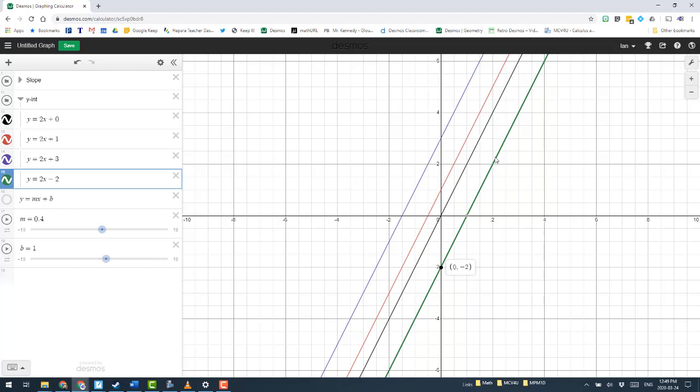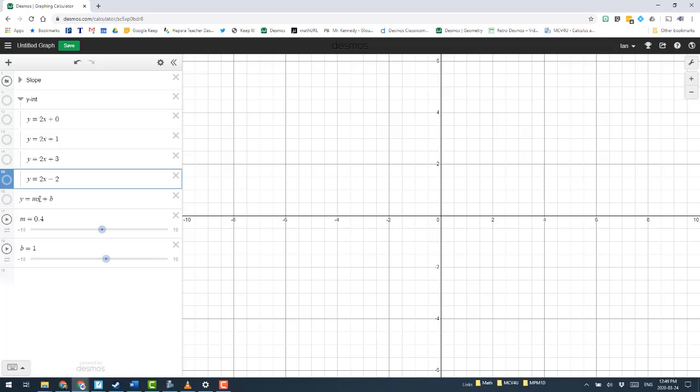You notice they're all parallel lines. They'll never intersect one another. They're all equal steepness. All I'm doing is shifting my graph up or down depending on what my y-intercept is. So if we look at just a general equation, I put a couple sliders in here and we can see what happens. So as I change my slope, we can see what's going to happen.